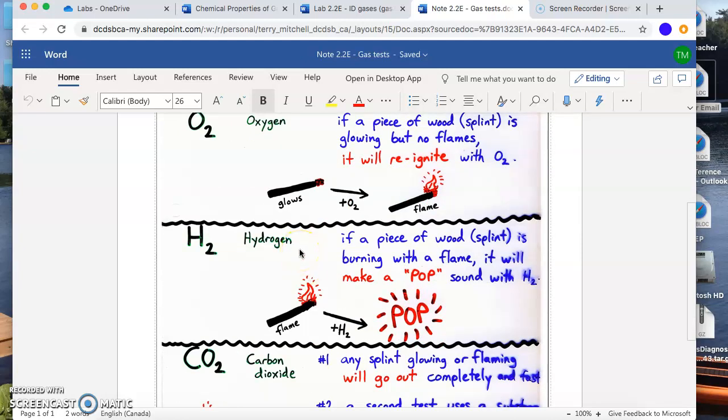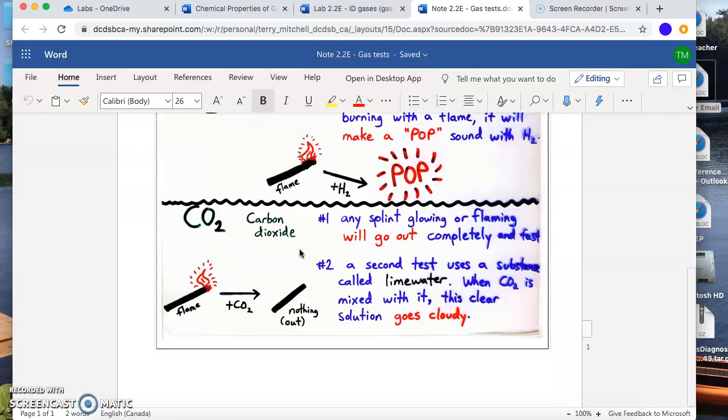Hydrogen is another gas, and what happens is when flame comes into contact with hydrogen, you get a pop, a type of noise. And that lets you know that hydrogen gas is present.